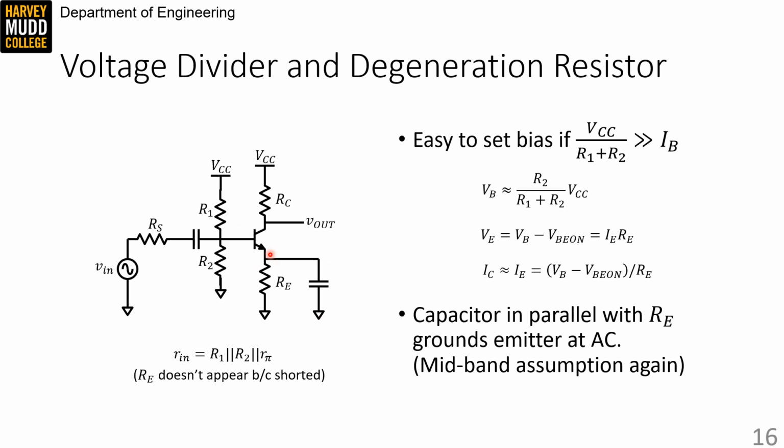You may notice some tension between the desire to have a high Rin and the desire to have a lot of current running in our bias setting divider, because you want a small R1 and R2 to have a lot of current, but you want a big R1 and R2 to have a big Rin. And that's a drawback of this style of biasing.